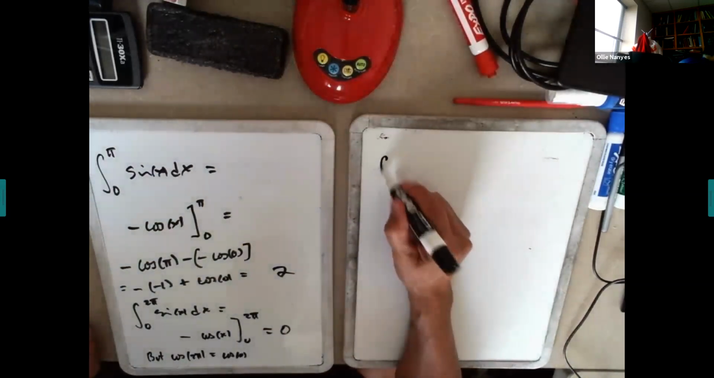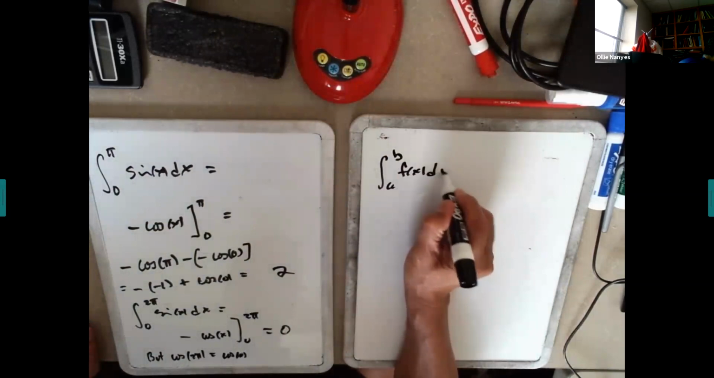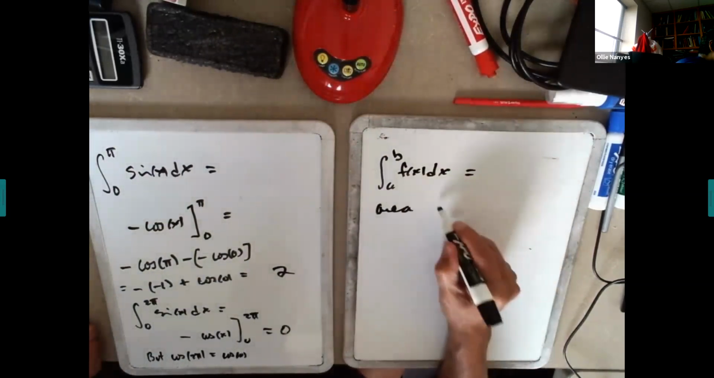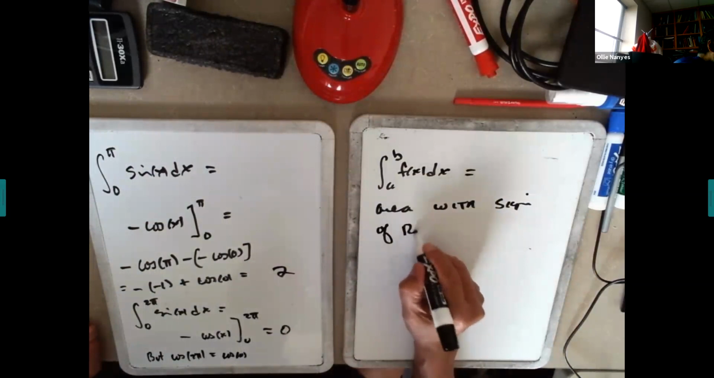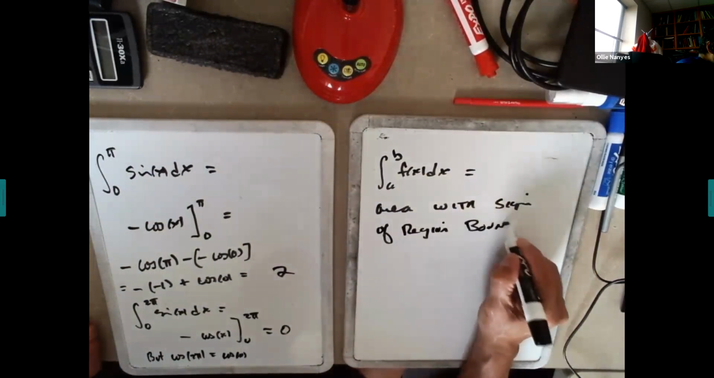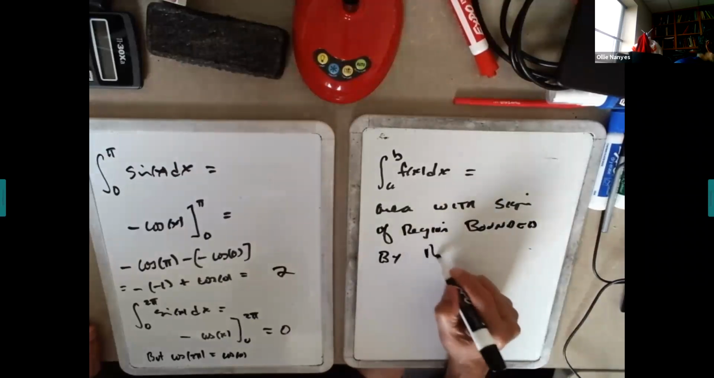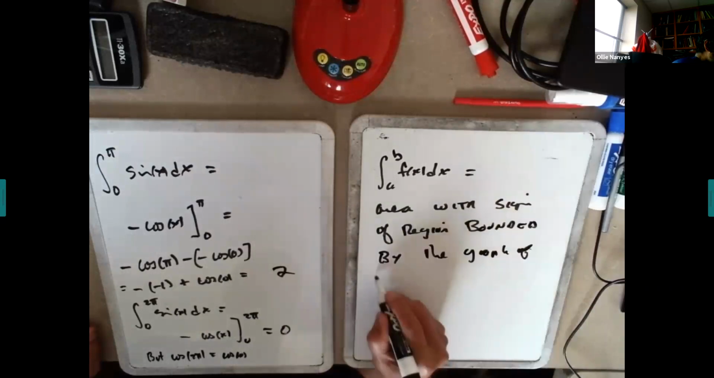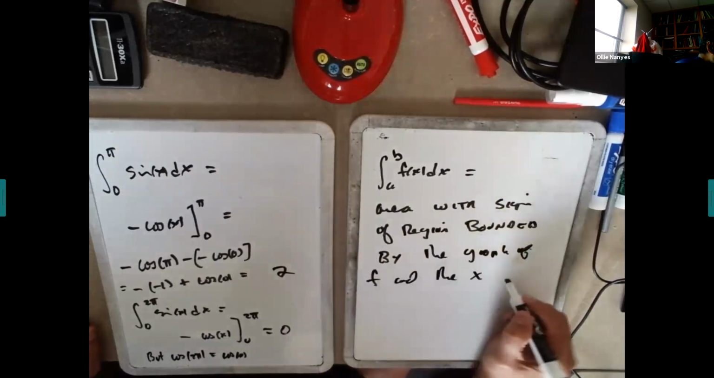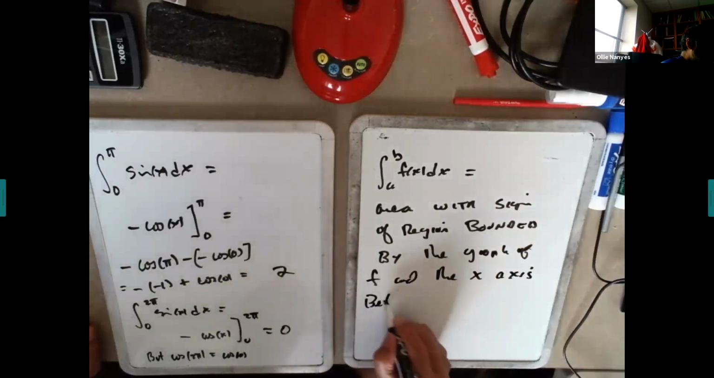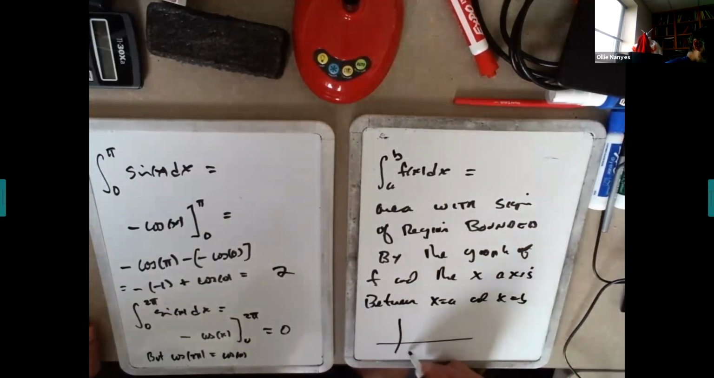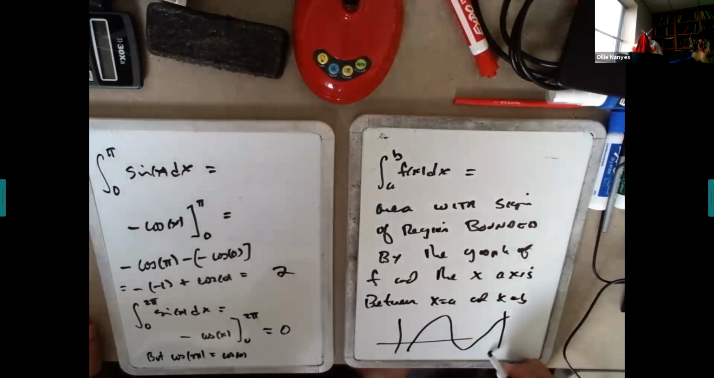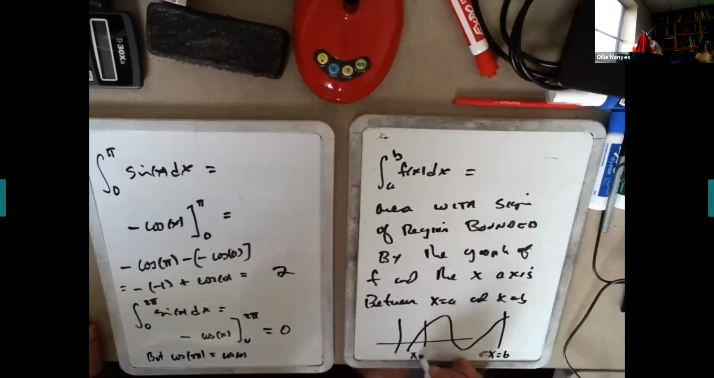What a definite integral gives you for a continuous function is the area with sign of the region bounded by the graph of f and the x-axis between x equals a and x equals b. So the way to think about this, let's say this is x equals b. That's hard to read. And let's say this is x equals a.